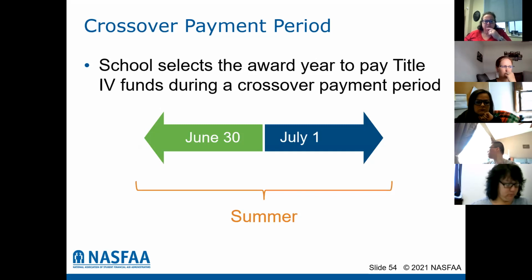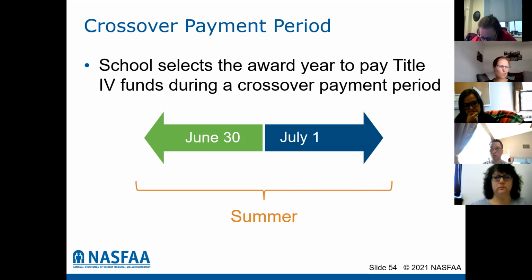Crossover payment periods. Schools select the award year to pay Title IV aid funds during a crossover payment period. Again, you can see this may be your all year round Pell. It's always a school's option to assign how it will be paid out for the Pell Grant and the IASG purposes as well. So again, you don't see this too often, but we wanted to introduce it to you so you have a little bit more knowledge as you're going through it.